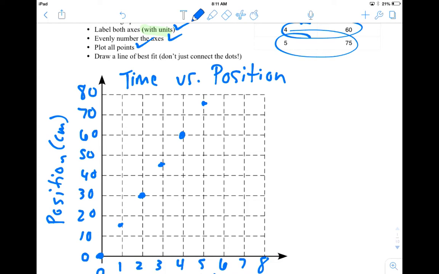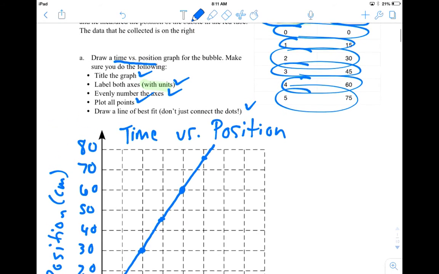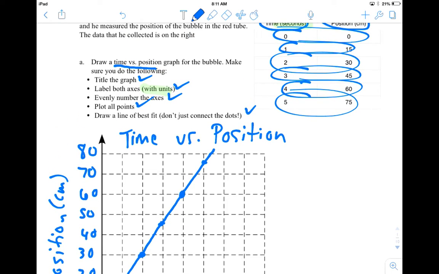Now, draw a line of best fit. Don't just connect the dots. Remember, a line of best fit has to be straight. So I'm going to draw as straight of a line as I possibly can. You should use the edge of a notebook or a ruler, but that's going to be my line of best fit. And now I've got a time versus position graph, making sure that I checked all of these things off.